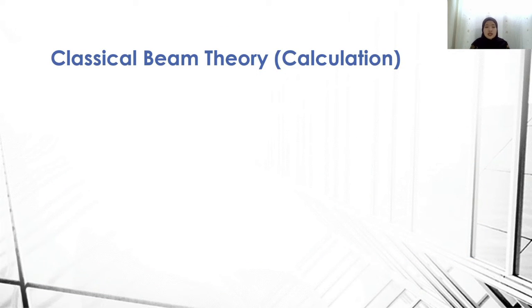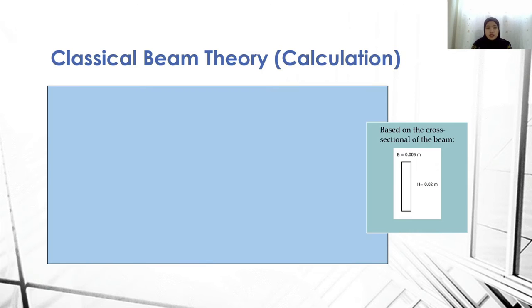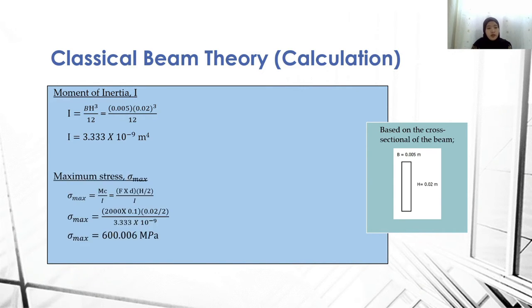The first one is classical beam theory, which is calculation. Based on the cross-sectional area of the beam, it is a rectangular shape where the width of the cross-section is 0.005 meter and the height is 0.02 meter. Finding the moment of inertia using the formula I equals BH cubed over 12 and substituting all the values, we get an inertia of 3.33 exponent negative 9 meter to the fourth.